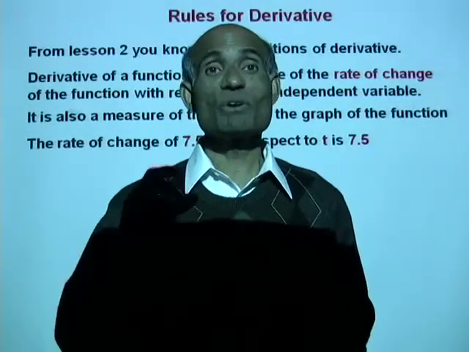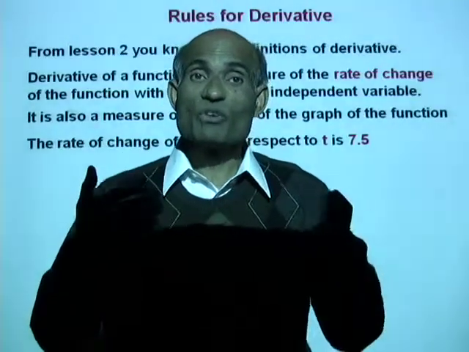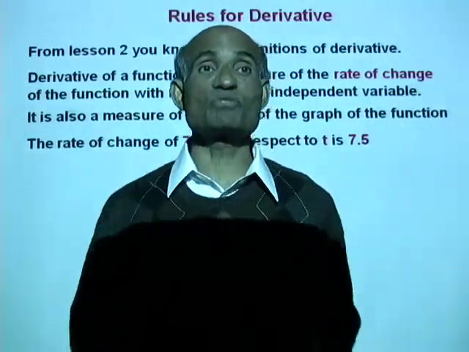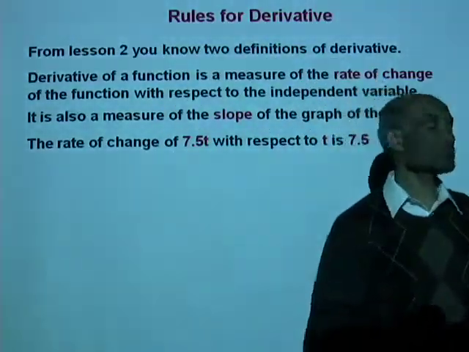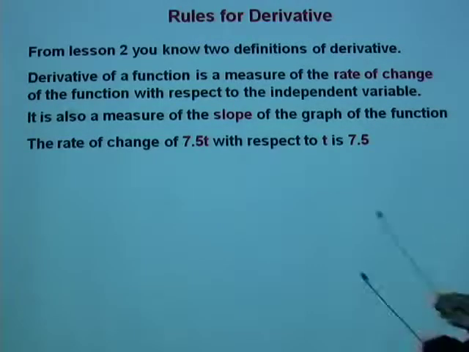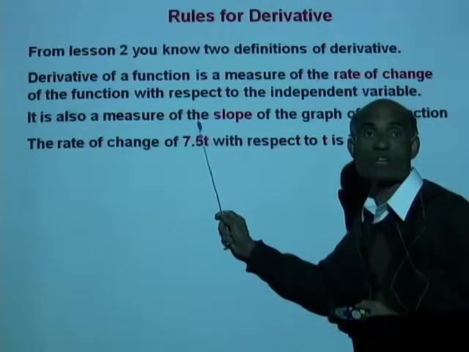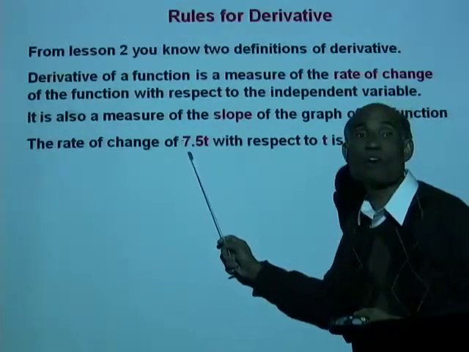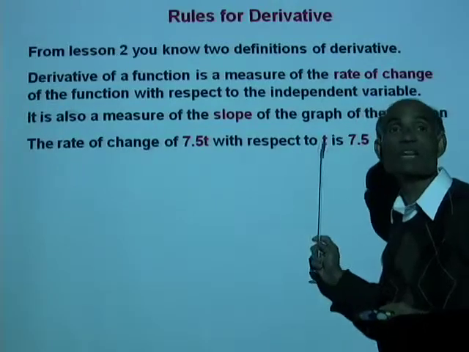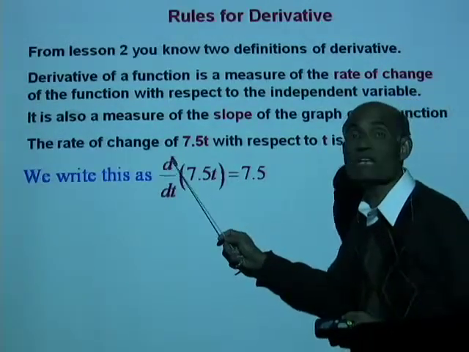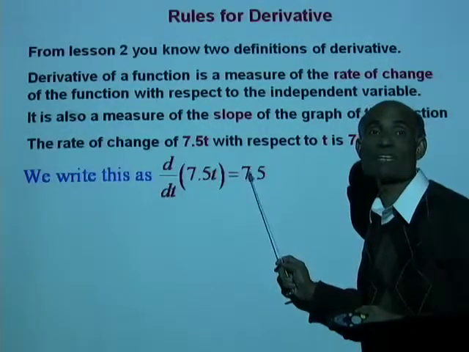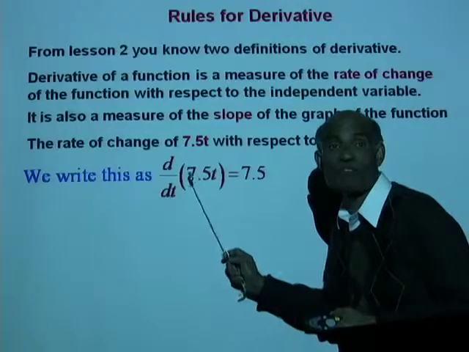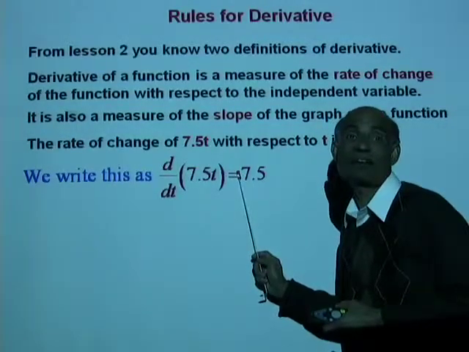Now, in this lesson, we will develop some very simple rules so that we don't have to use that cumbersome method of taking the limiting value of the average rate of change. Now, you know that the rate of change of 7.5t, you remember this, don't you? The rate of change of 7.5t with respect to t is 7.5. That means the derivative of y equal to 7.5t is 7.5. We say like this, d by dt of 7.5t is 7.5. What does that mean? It means the derivative of the function 7.5t with respect to t is 7.5.